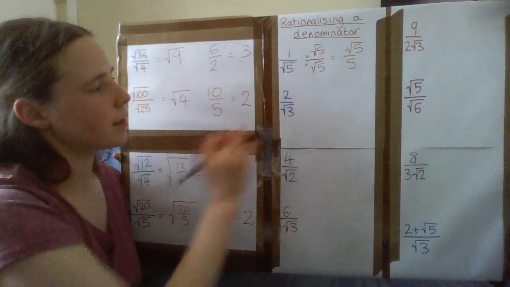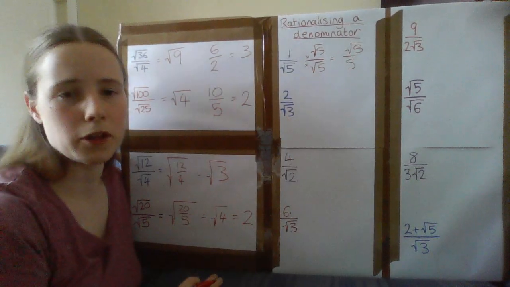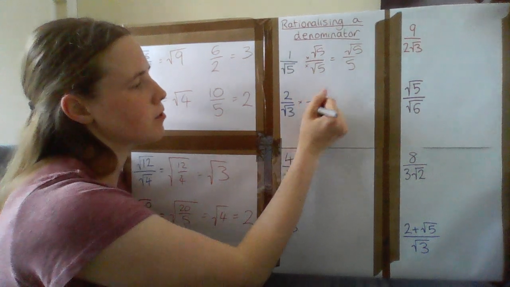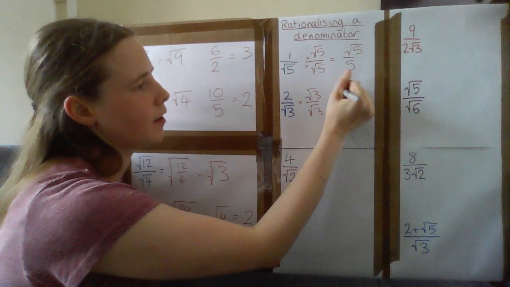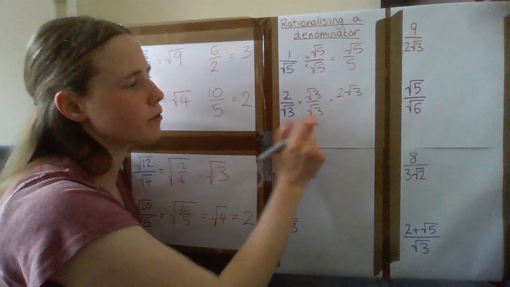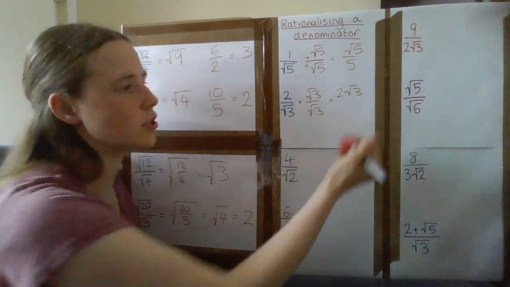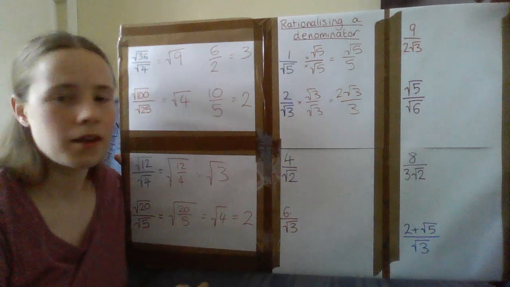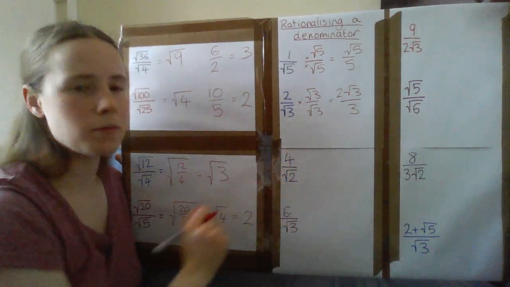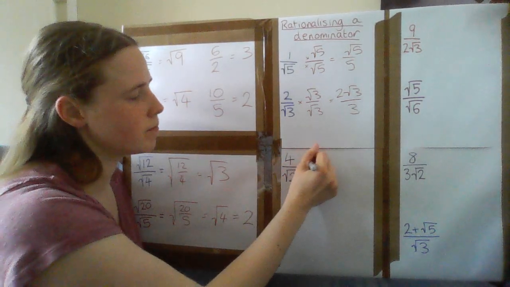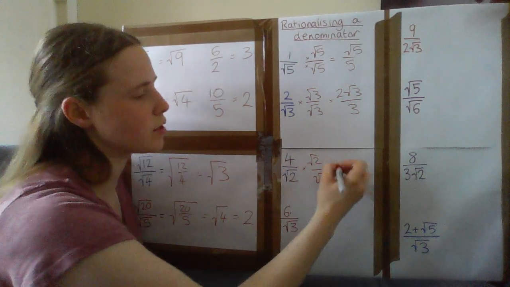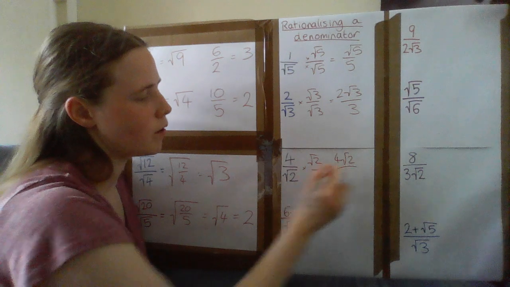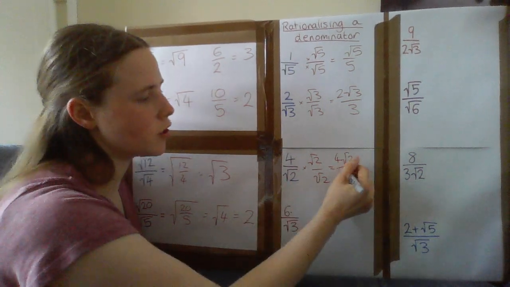I can't get rid of a surd altogether, but what I have done is got the denominator to a rational number. Next one. In order to get rid of the root 3 on the bottom, I'm going to times the top and the bottom by root 3. 2 times root 3 is 2 root 3. Root 3 times root 3 is root 9, which is 3. Next one. I'm going to times the top and the bottom here by root 2. 4 times root 2 is 4 root 2. Root 2 times root 2 is 2.